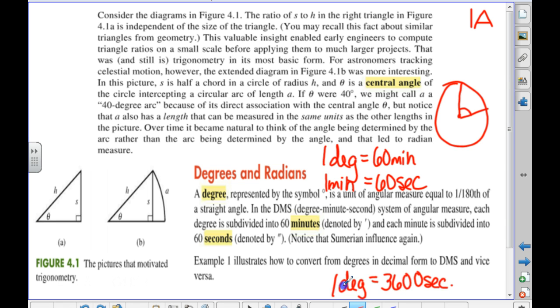Does that sound familiar to anybody? An hour is 3,600 seconds? Because you'd have 60 minutes times 60 seconds. Everybody all right there?